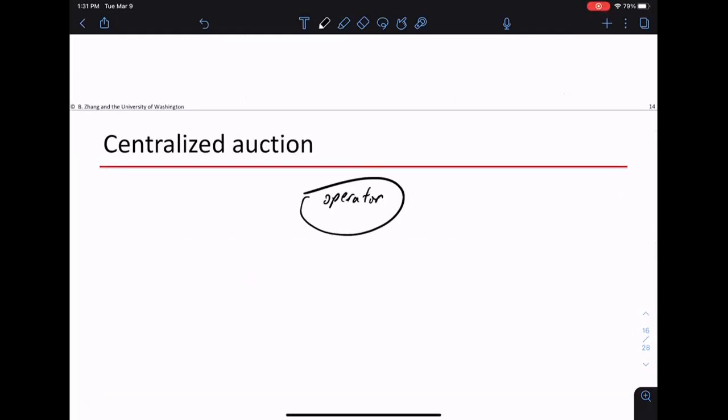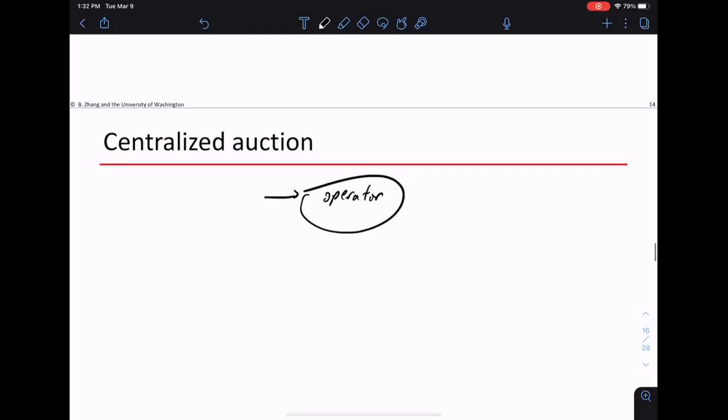So in the power system, the supply and the demand, they never meet, right? They never interact directly with each other in the spot market. What they interact with is somebody called the operator. Okay, so that's normally a non-profit neutral party. And what the operator's job is, is to run this auction.